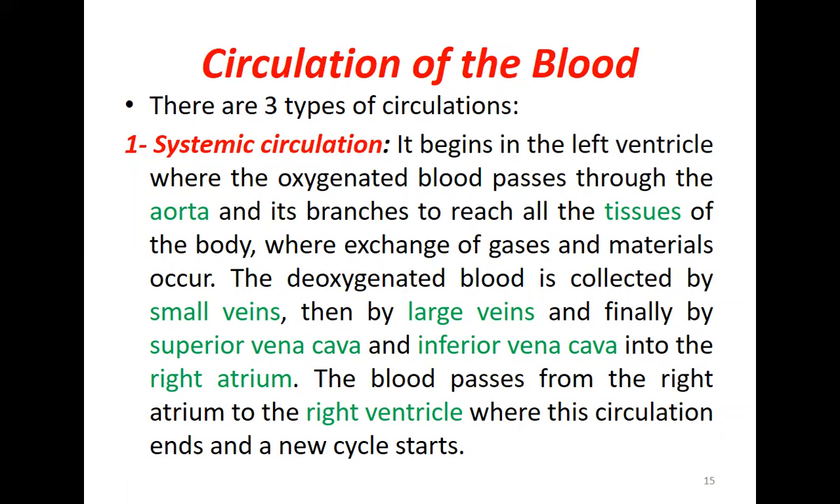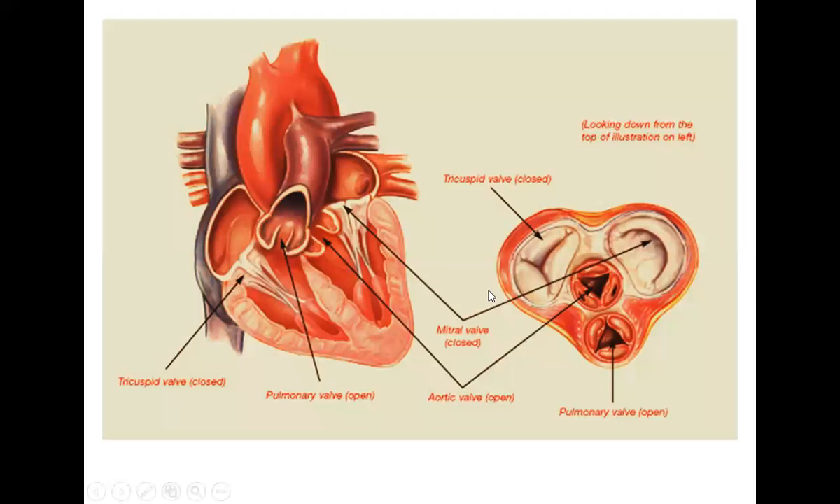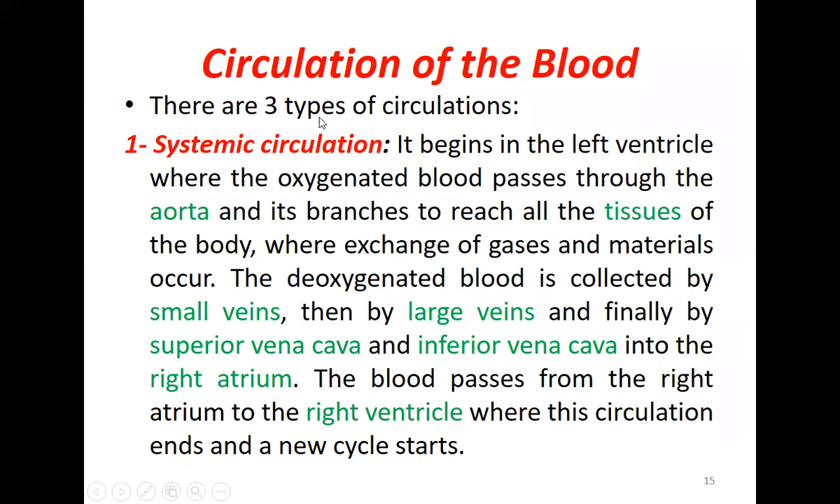Now coming to the circulation of the blood, there are three types of circulation which we should know. One is the systemic circulation. As we saw, the blood from the left ventricle is pumped into the aorta, and from there it flows to all the parts of the body. So that is called systemic circulation.